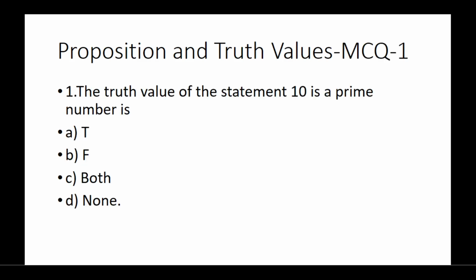So if a statement is true, then its truth value is denoted by T. If the statement is false, then its truth value is denoted by F. So take any statement, Bangalore is the capital city of Karnataka. It is a true statement and its truth value is T, like that. So a proposition is a declared statement which is either true or false.